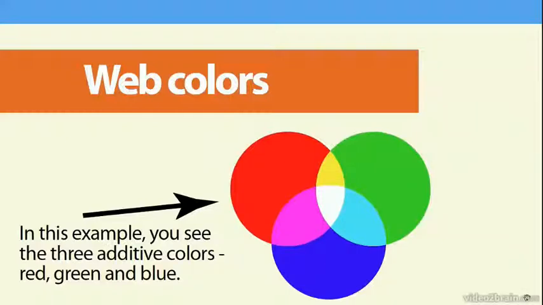Here's an example. The three main colors are red, green, and blue. So you'll see them listed here, red, green, and blue. When they overlap, that's when we get the cyan, magenta, and yellow. And when all three of those primary colors are together in equal amounts, we get white in the center. That's why it's known as an additive color.